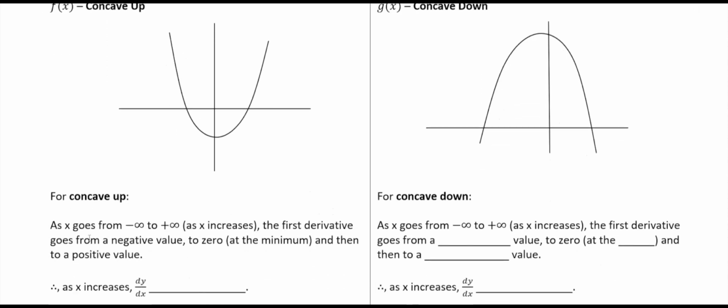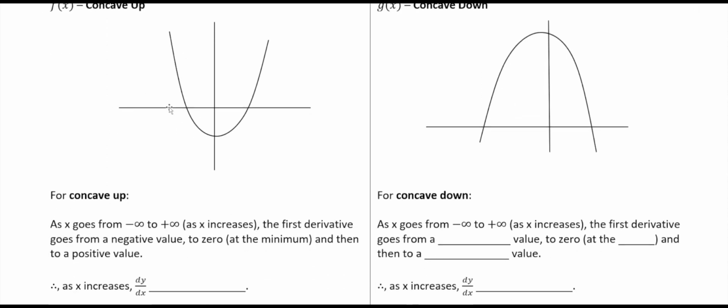For concave up, as x goes from negative infinity to positive infinity, so as x increases, the first derivative goes from a negative value, and the reason why it's negative is we can see that the slope of the function here is negative, and then it goes to 0, and the slope of the function then goes to a positive value right there. You don't have to draw those lines in your notes. I'm just drawing them to show you that we're going from a negative to 0 to positive.